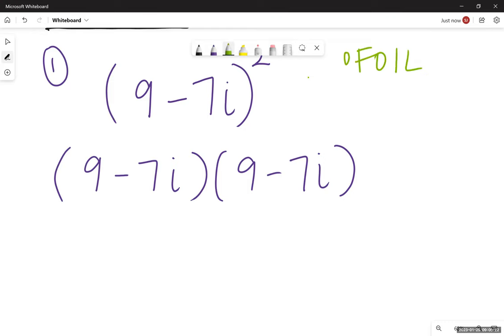First, outer, inner, last. We're going to take the first terms of both parentheses and multiply them together. And then the outside terms, which is the first and the very last, and multiply them together. And then the inside terms, which is the second and the third. And then finally, the last ones, which is the second and the fourth. But it's going to look like this.